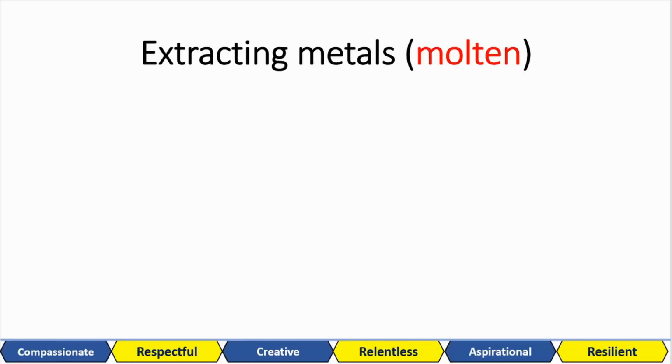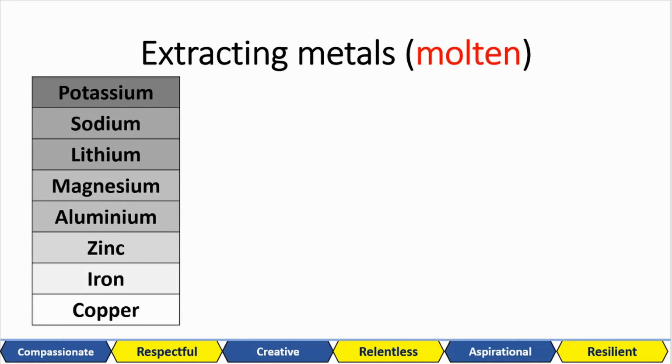Good stuff. Electrolysis is used to extract substances from compounds. Let's bring back the reactivity series from a couple of lessons ago. I've changed it slightly so we've got aluminium in here as well. Remember that carbon is used to extract zinc, iron and copper. That means that all the metals that are more reactive than zinc have to be extracted using electrolysis.